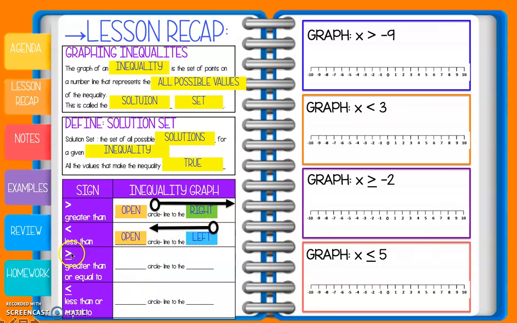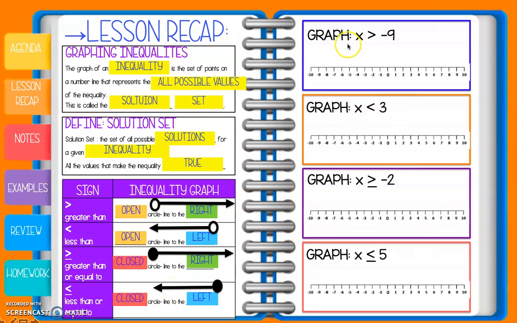Okay, if we're graphing greater than or equal to, we have a closed circle with a line to the right. Okay, closed circle or a filled in circle, then an arrow that goes to the right. The reason that it's filled in is because it's greater than or equal to. So it could be this number or anything more than that. Okay, less than or equal to, we're going to have a closed circle and a line to the left. So we have our closed circle and our line to the left. It can be this number or anything less than that.